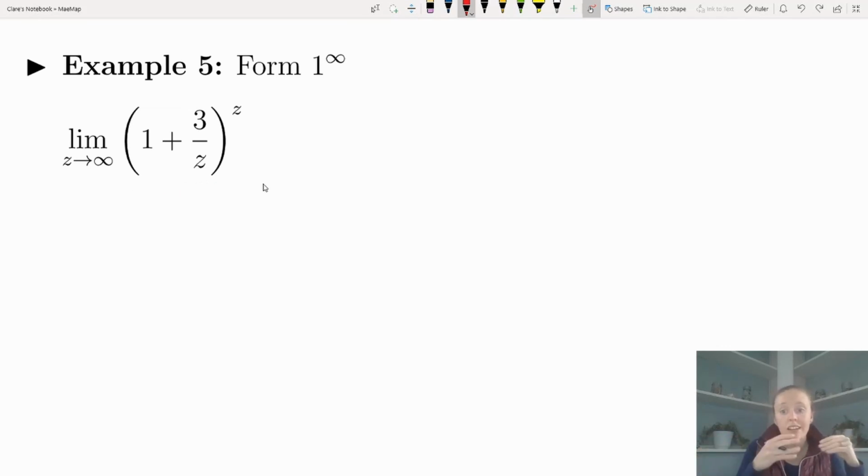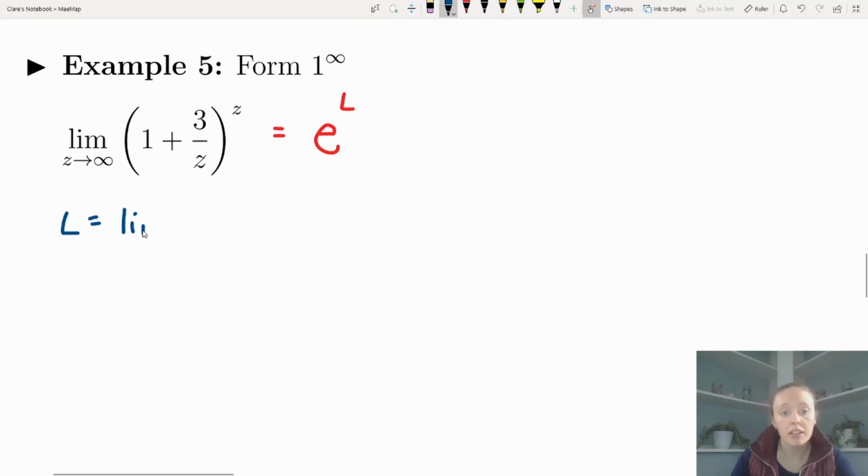That's going to be an e to the ln. So I like to make a note that this is going to be equivalent to e to the L. And what I'm going to need to solve for is L. And L is going to be equal to the limit as z approaches infinity of the ln of 1 plus 3 over z to the z. Now I applied that ln again because it allows me to drop this exponent down in front. So we have z times the ln of 1 plus 3 over z.